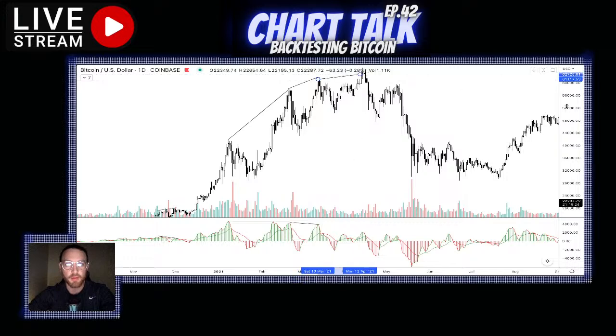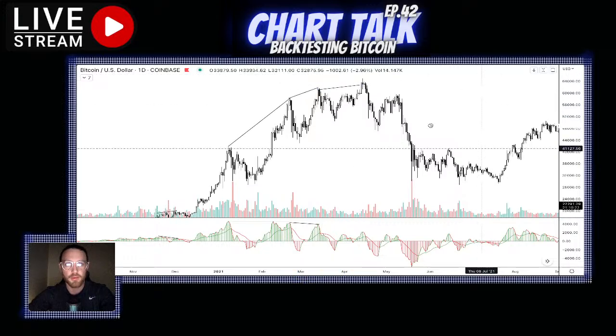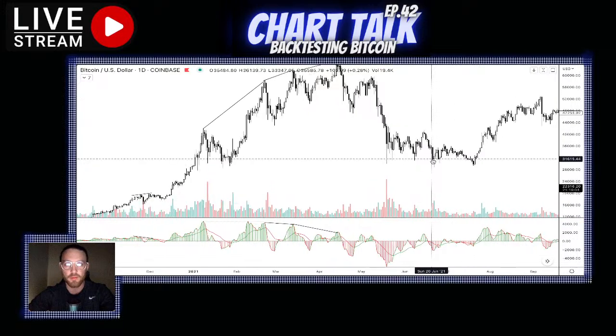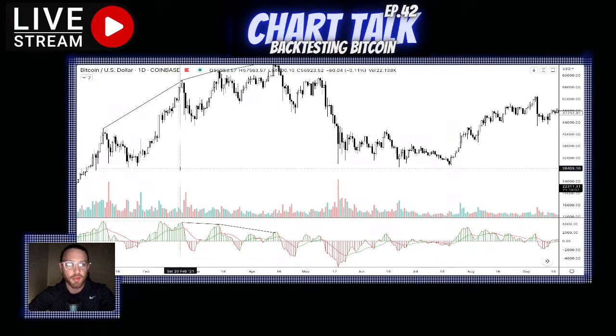Same thing. Price makes a new high here, and we get this move here. So it gave it away pretty much the whole time. The momentum was just slowing down as price was just going up and up and up. And then it rolls to the downside. Big move down. We all know about that move.